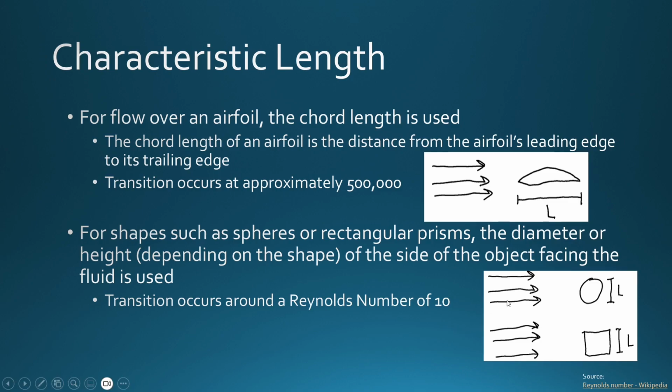And then for shapes such as spheres or rectangular prisms, the diameter or height, depending on the shape of the side of the object facing the fluid, will be used. And in this case, the transition from laminar to turbulent flow will occur at a Reynolds number of 10. So as you can see right here, if this is the direction of the fluid flow, then pretend this is a sphere, then this diameter right here will be used.